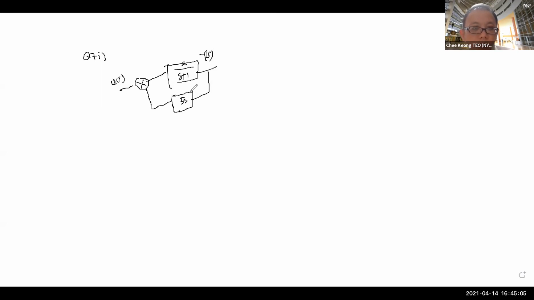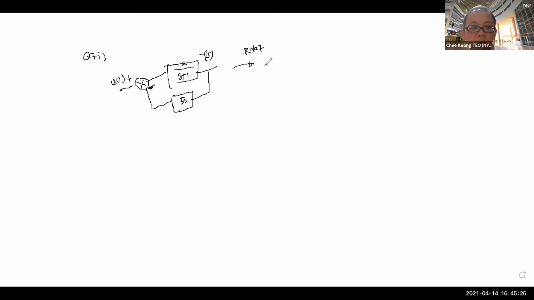Now it asks you what is the overall transfer function, right? Overall transfer function is actually the closed loop transfer function. Now this, you simply just use a rule, because this is a negative feedback, right? Negative feedback, you just simply use rule 7. So you use rule 7.